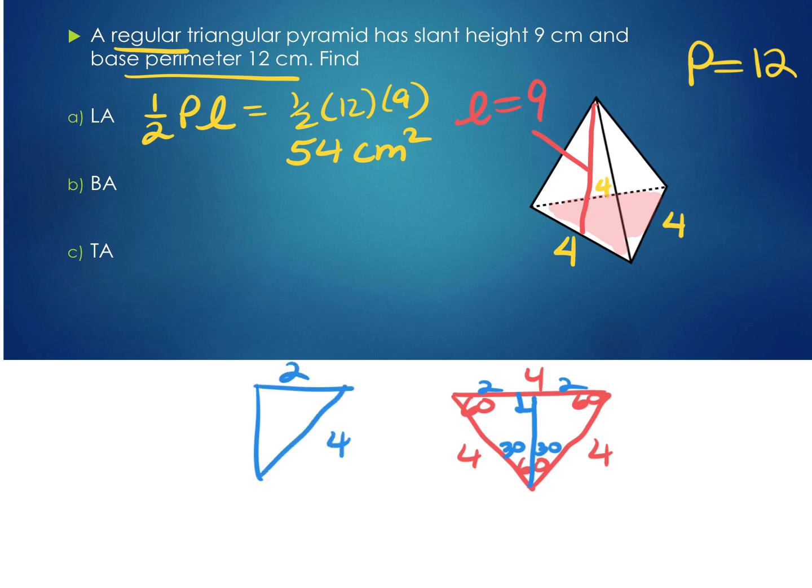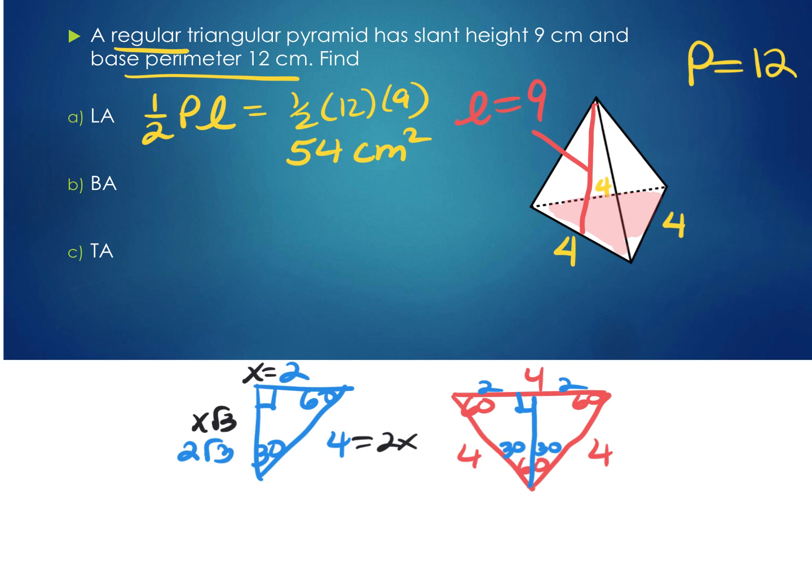So 4 and a 2, this was 30, 60, and then the right angle. So remember, this side is x, this is 2x, and this side across from the 60 is x square root 3. So I already know x, it's 2. So this side, or the height of my triangle, is 2 square root 3.